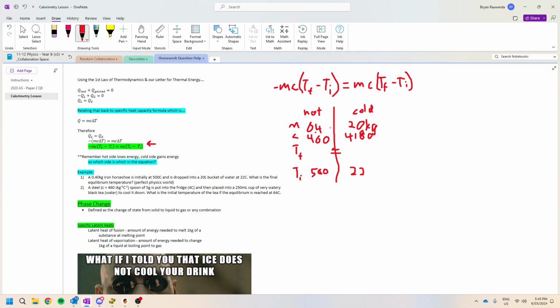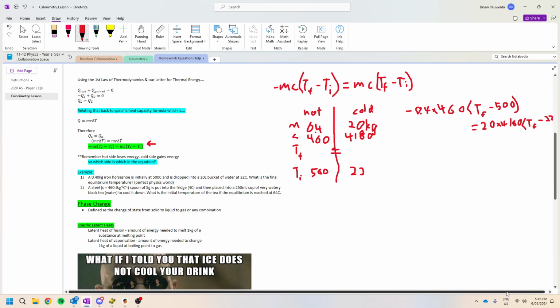So we put this all into our formula now. So we got negative 0.4 times 460, bracket TF minus 500, and then equals 20 times 4180, and then basically TF minus 22. And yeah, there you go.